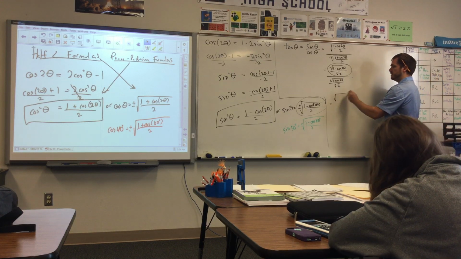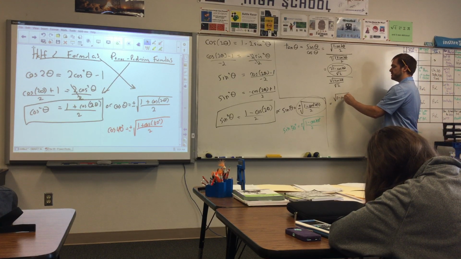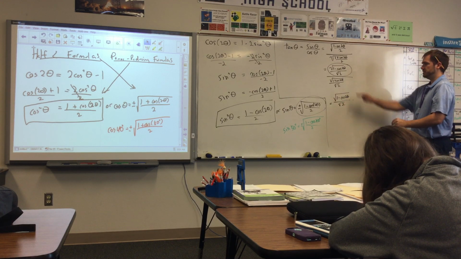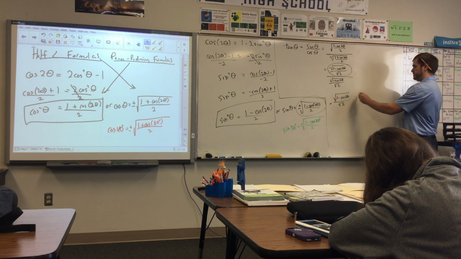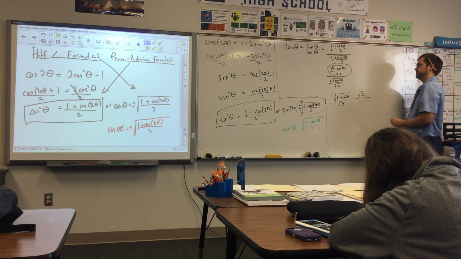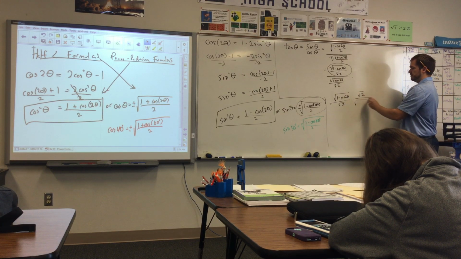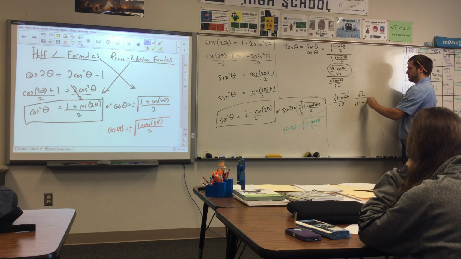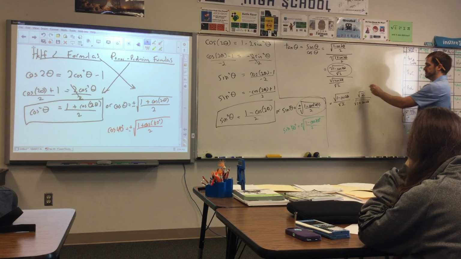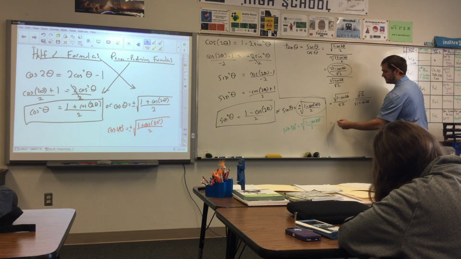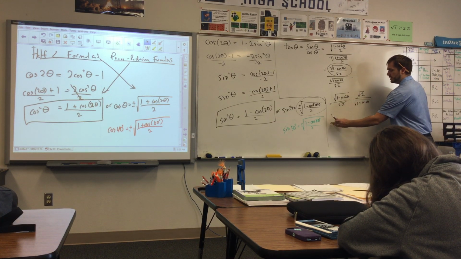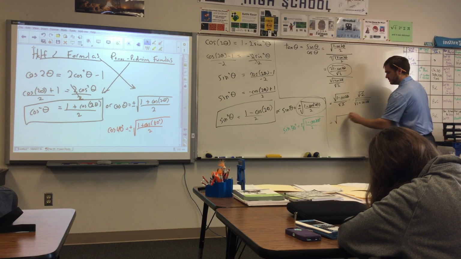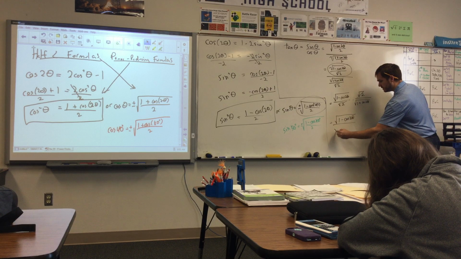So here we go. Square root of 1 minus cosine 2 theta over square root 2, times square root 2 on top, over that whole long thing, square root of 1 plus cosine 2 theta. And then the square root 2's cancel out. Ding, ding, ding. And we end up with the square root of 1 minus cosine 2 theta over the square root of 1 plus cosine 2 theta. There you go.